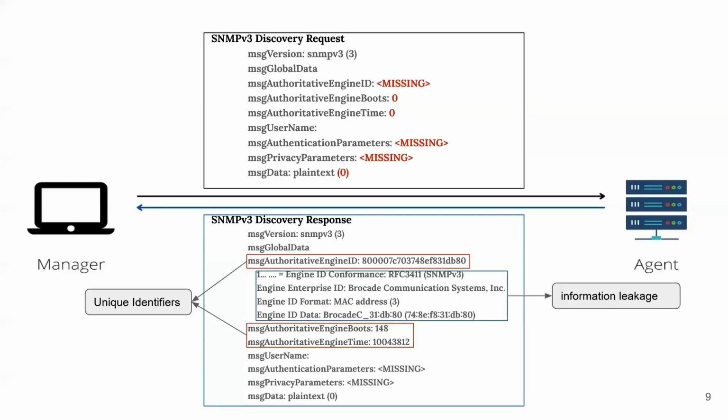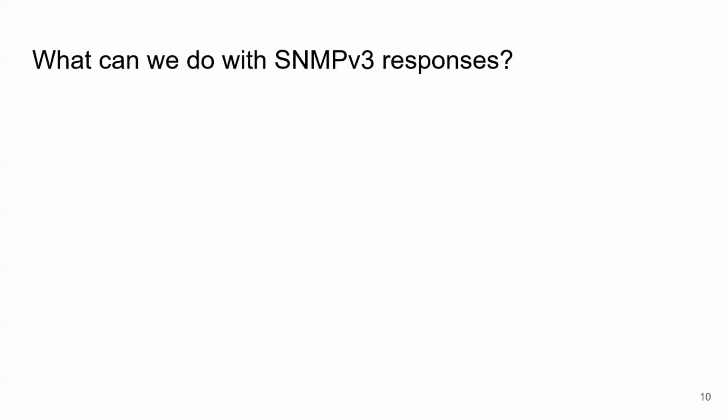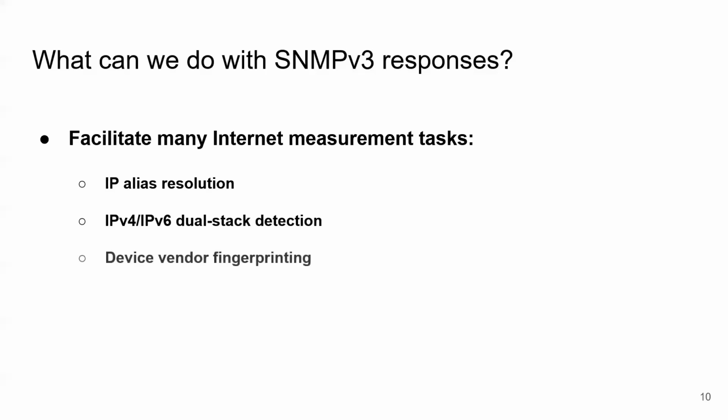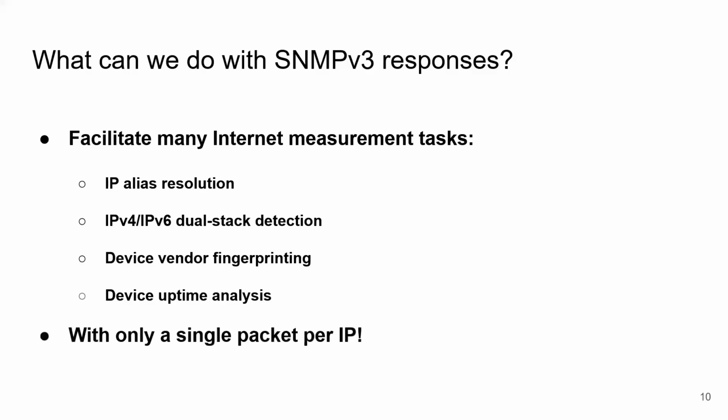The engine ID, engine boot, and engine time are all unique device identifiers. Furthermore, the engine ID can include some additional information, such as the MAC address of the device and the manufacturer private enterprise number. But what can we do with a simple discovery packet? We can use it to facilitate multiple internet measurement challenges, such as alias resolution, IPv4 and IPv6 dual stack detection, device vendor fingerprinting, and uptime analysis, all of which can be achieved with only a single packet per IP.